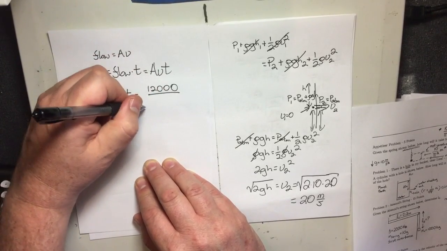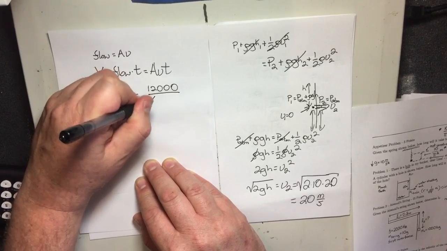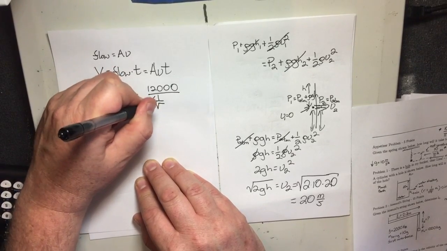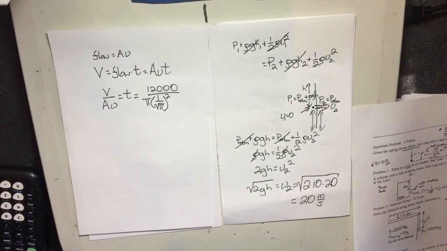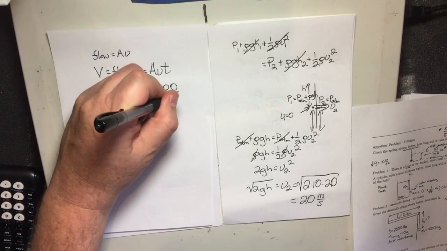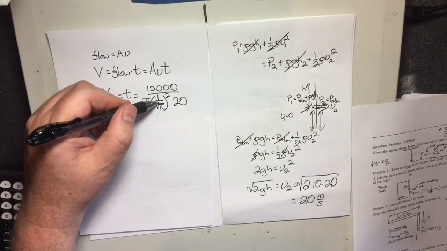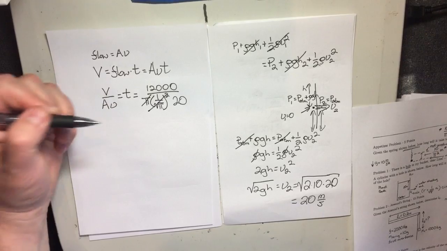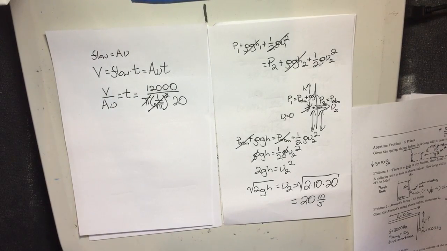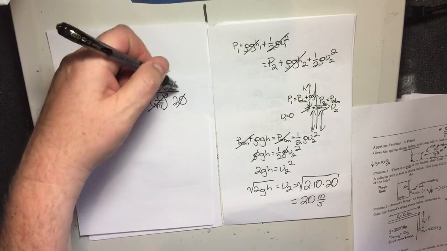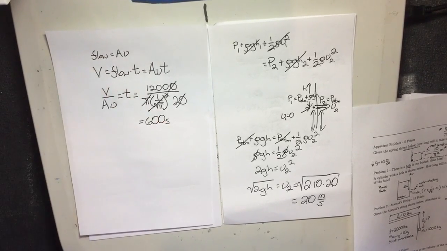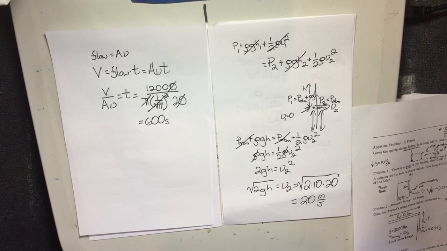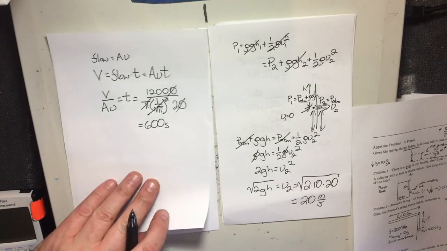The area is pi r squared, and r is 1 over the square root of pi. Velocity is 20. 1 over square root of pi squared cancels with that, and I'm left with 12,000 divided by 20, 1,200 divided by 2, or 600 seconds. And so that's the answer for problem 1.